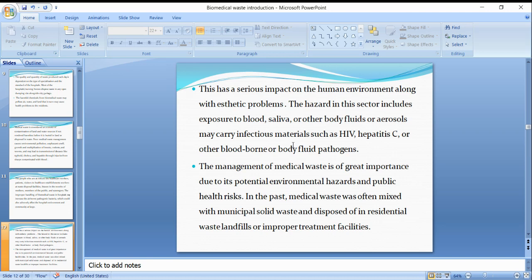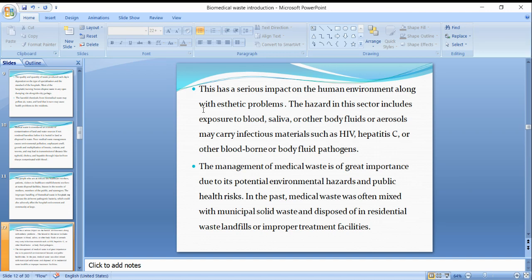So we have seen that HIV and hepatitis, all these diseases, spread from person to person. By getting the bacteria from one person to another, these are blood-borne diseases. So we have to see all these serious impacts that will happen to the environment if the waste is not disposed of in a correct manner. The management of medical waste is of great importance due to its potential environmental hazards and public health risks.